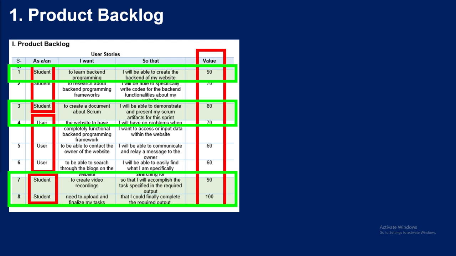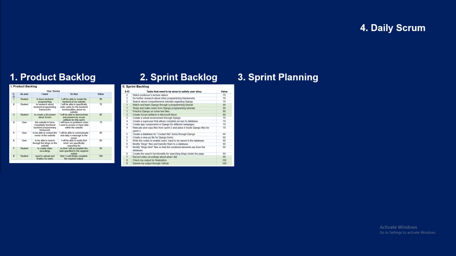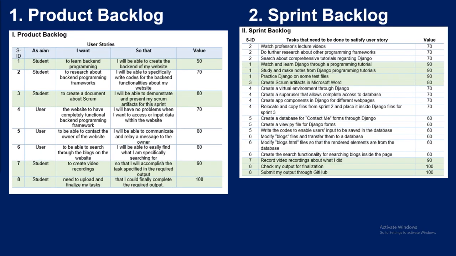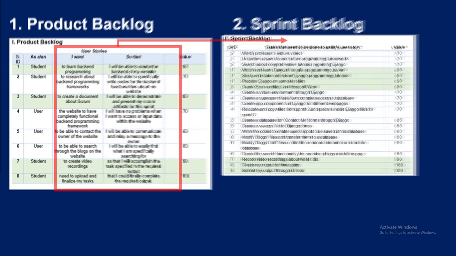Now, for the next artifact, the sprint backlog, I just used the user stories from the product backlog and evaluated them again and came up with some tasks and listed them down in the sprint backlog so that I could satisfy the user story. The values from the sprint backlog are related to the original user story to identify which I should prioritize.